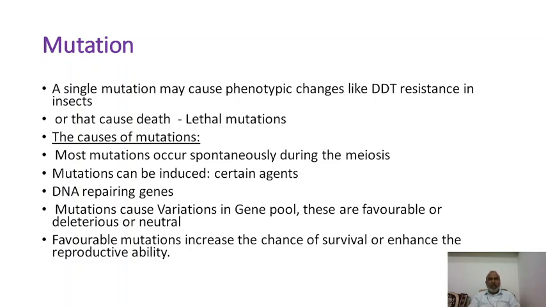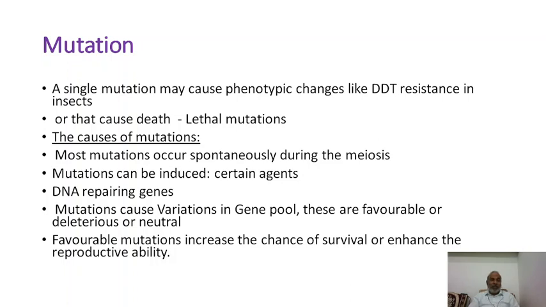Okay. And most of the mutations that occur in our body will never come out, because we have DNA repairing genes. The DNA repairing genes check all the time whether the DNA is mutated or not. If it is mutated, then it will repair it and bring back its original status. That's why most of the mutations never come out. Before they can come out, they can be normalized by DNA repairing genes.